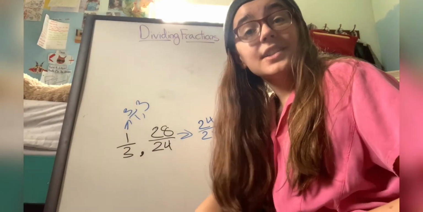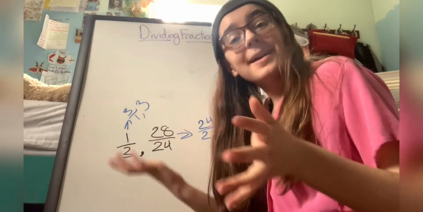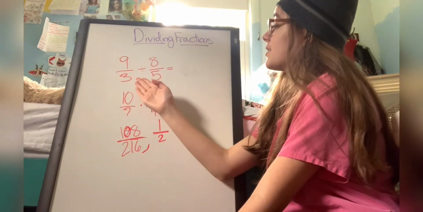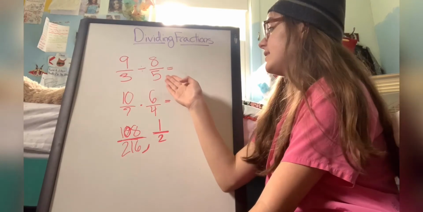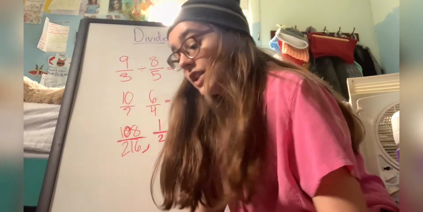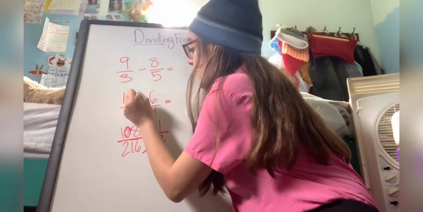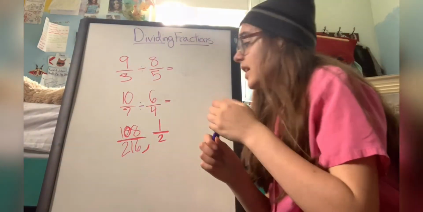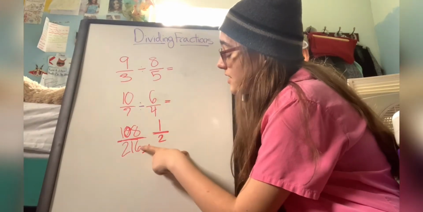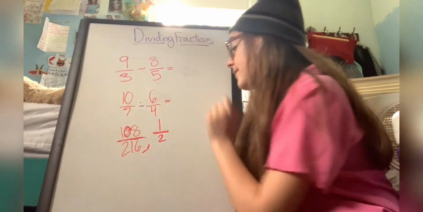Now it's your turn. Get ready for your questions coming up next. Your problems to do are 9/3 divided by 8/5, 10/7, oh, that's supposed to be a divided, not a times, divided by 6/4, and your reciprocals are going to be 108 2/16, and 1/2.